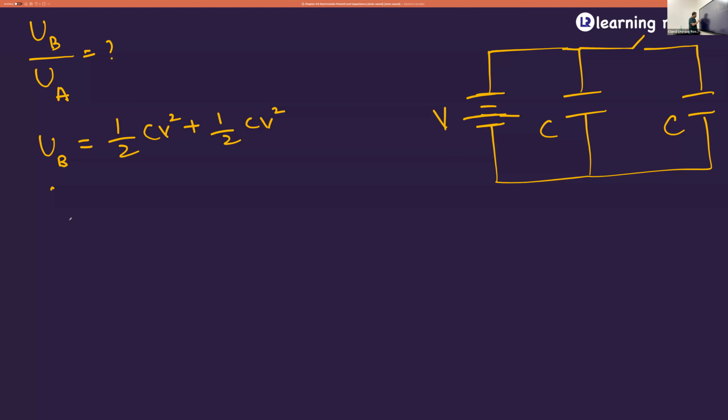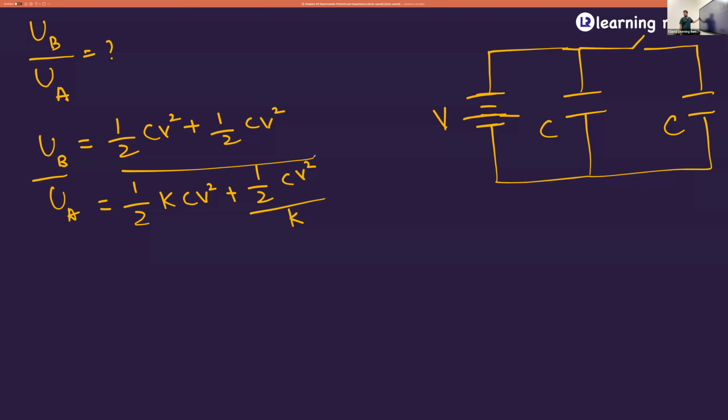So after, what will happen is the dielectrics are inserted. After the switch is open, the dielectrics are inserted. So what will be the energy here? Yes, correct. Half kCV square plus what will be the potential energy there? Half CV square by K. Because when the battery is disconnected, the potential energy will decrease by a factor of K. Am I right? So when you divide both, that is what they're asking.